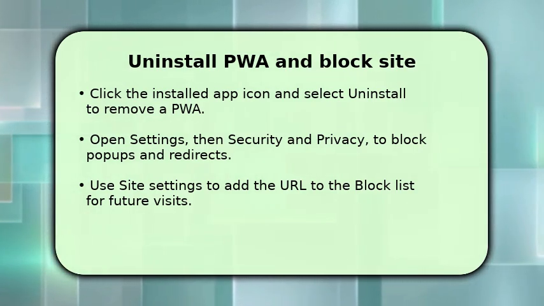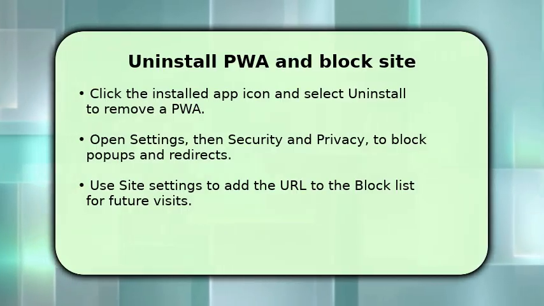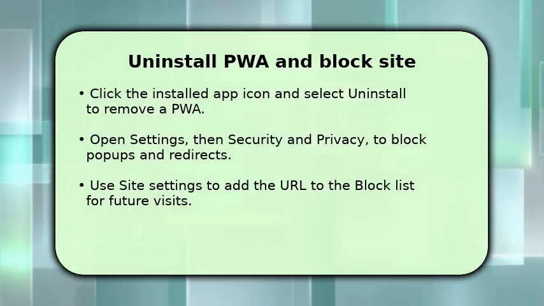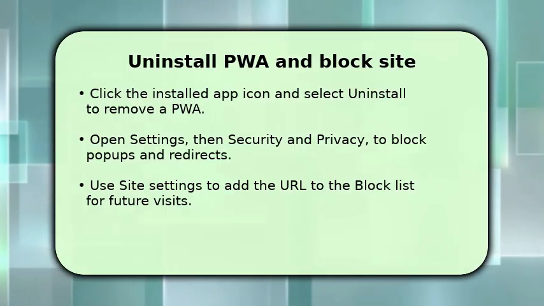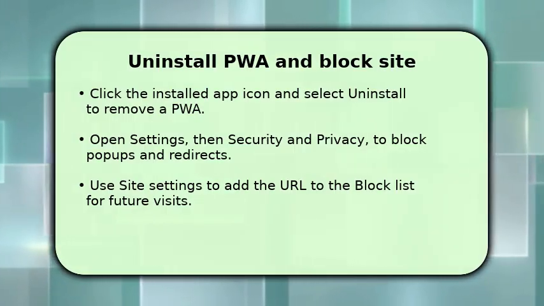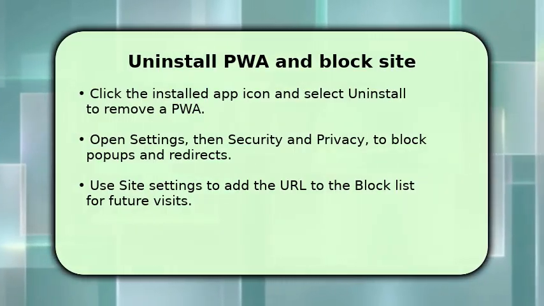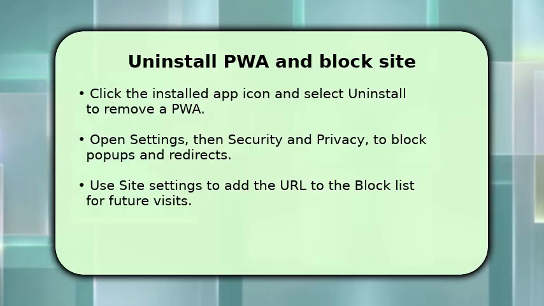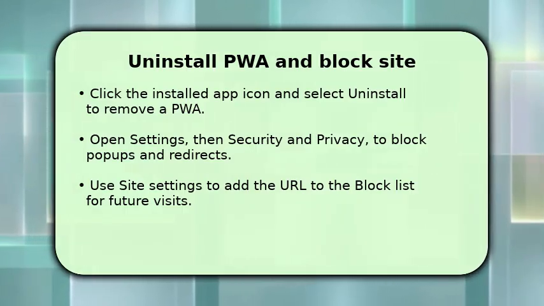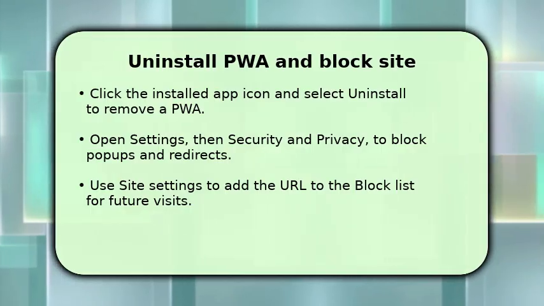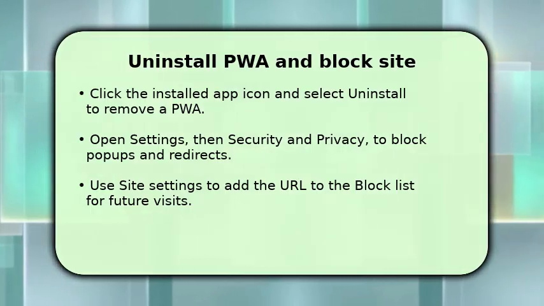To prevent future access, open Settings and go to Privacy and Security for controls. Select Site Settings, then pop-ups and redirects to block unwanted behavior. Use additional content settings to add the specific URL to the block list. Close and restart Chrome to ensure the PWA is removed and the site is blocked.